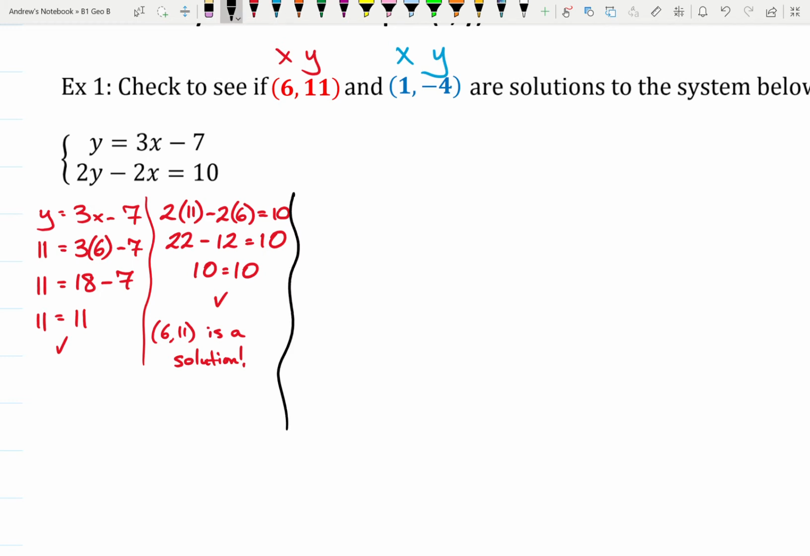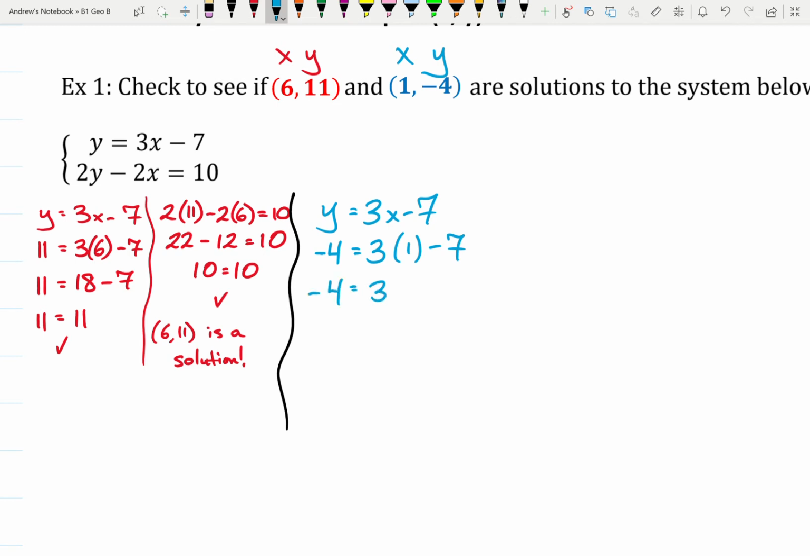So give myself another divider to separate it that way a little bit. So I'm taking this first equation, y equals 3x minus 7. What I'm going to do is plug in a -4, because that's the y that I'm working on with this one. And then over on the other side, it's 3 times 1 minus 7. Same deal. I'm just going to simplify.